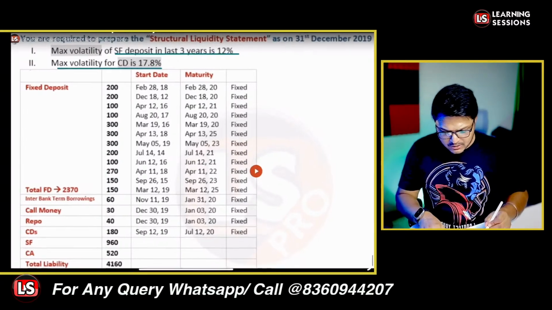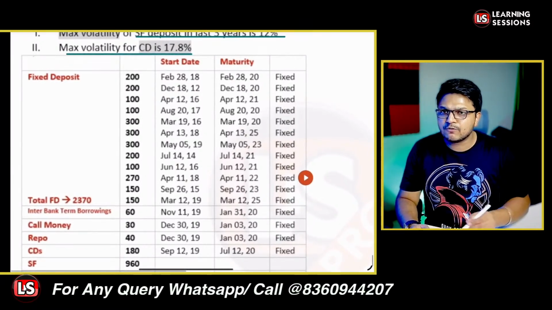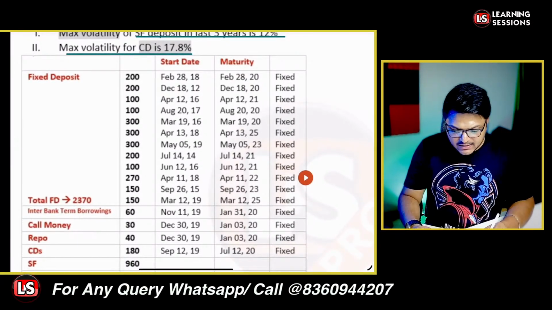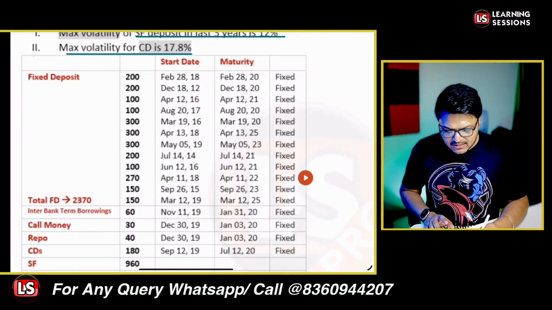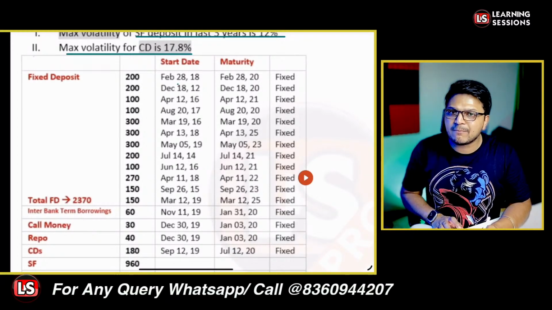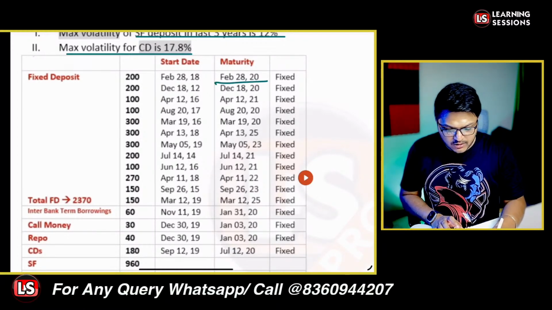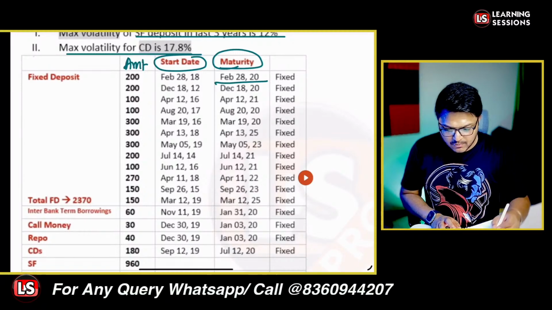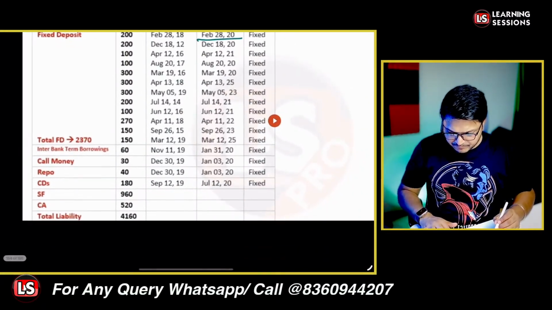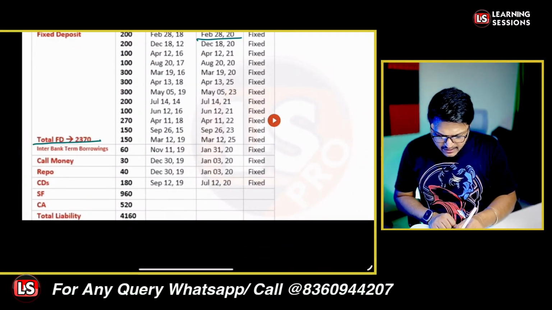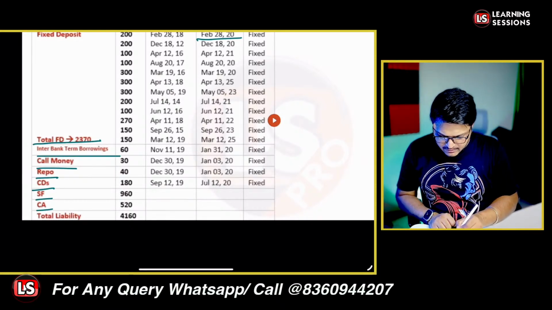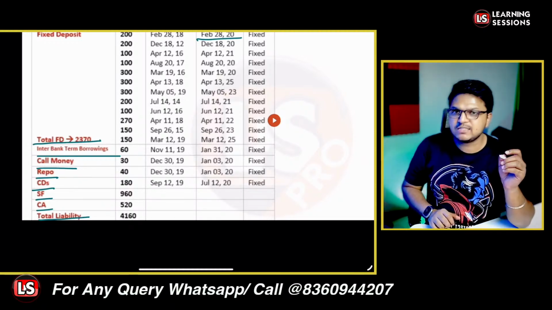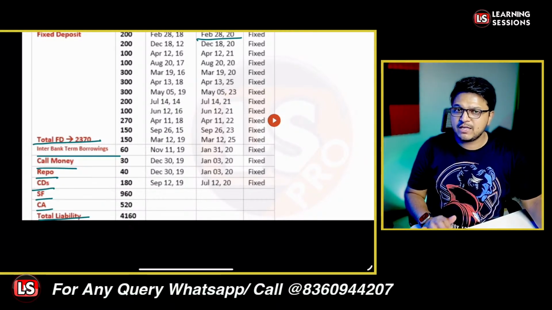And for the fixed deposit, we are given data like 200 crores or lakhs, starting from 28th of February, and the maturity date is given over here. In one column we are provided with the maturity, and in the other column the start date, along with the amount. Further, the total FDR amount is given, and then interbank deposits, call money, repo, CDs, savings fund deposit, current account, and total liability are given. And we are to solve the questions based upon the same.